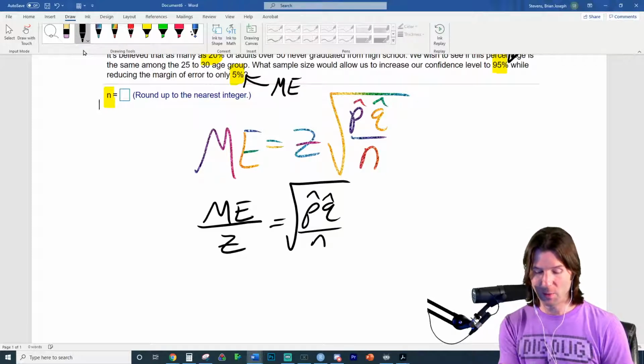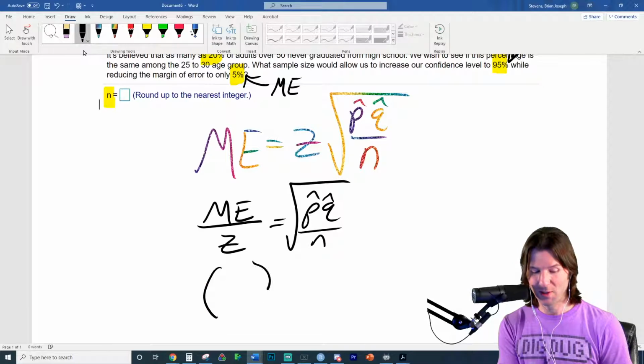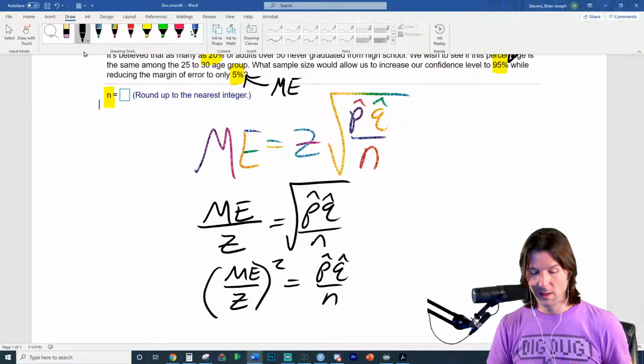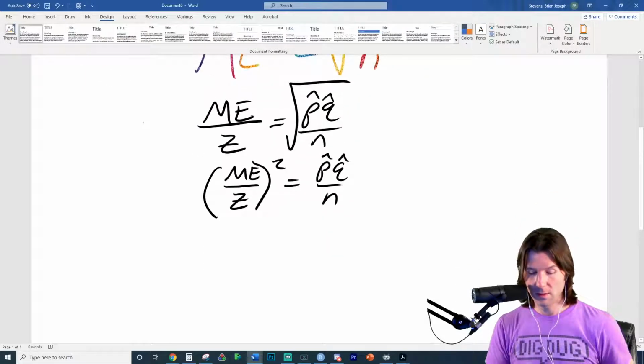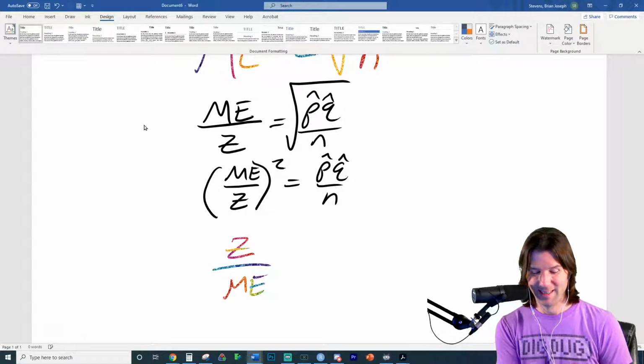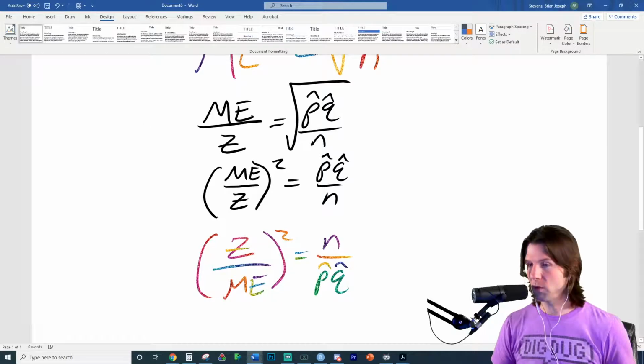And so this is the algebra part of it, the least fun part. And so all we're doing right now is just solving this right here. And so now we're just going to flip both of these. Sure, why not? And we're flipping both of them. And then we're just going to multiply both sides by p hat q hat. And this will solve for n.